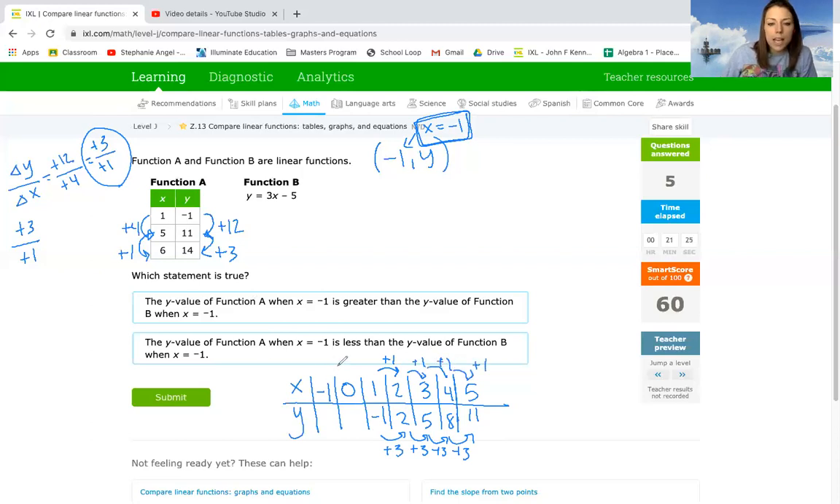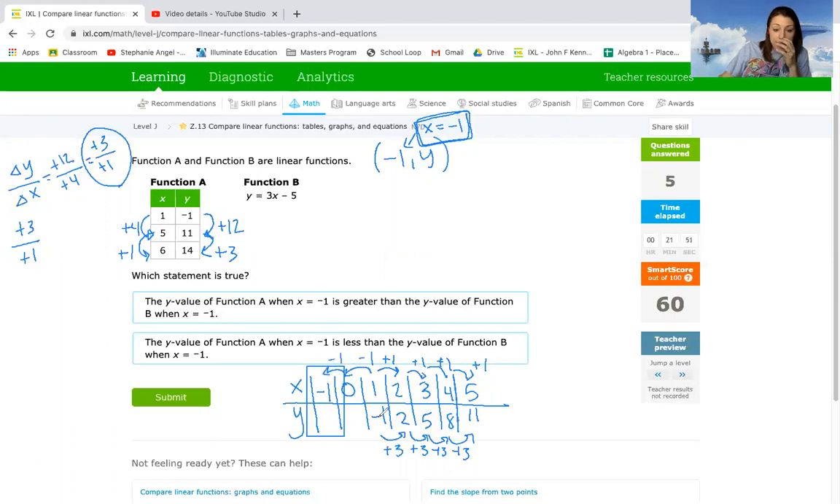But what we really care about is this point right here. We want this one. We want to know what y is when x is -1. So let's work backwards in the table. Basically, the opposite of adding would be subtracting. So to go this way, I would be subtracting 1 each time.